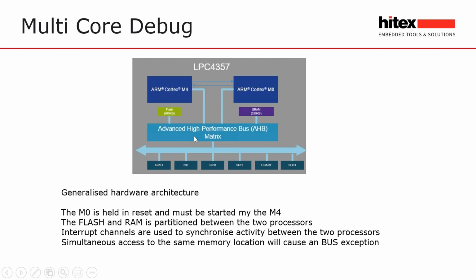They were connected to the flash and RAM, but that flash and RAM was completely linear, so it was up to the developer to partition it between the M4 and the M0. And if both processors accessed the same memory location, you would get a bus fault. So it was a fairly minimal way of implementing both processors. There have been a few innovations, but I think generally the way that dual core is done on a Cortex-M microcontroller is pretty much along these lines.